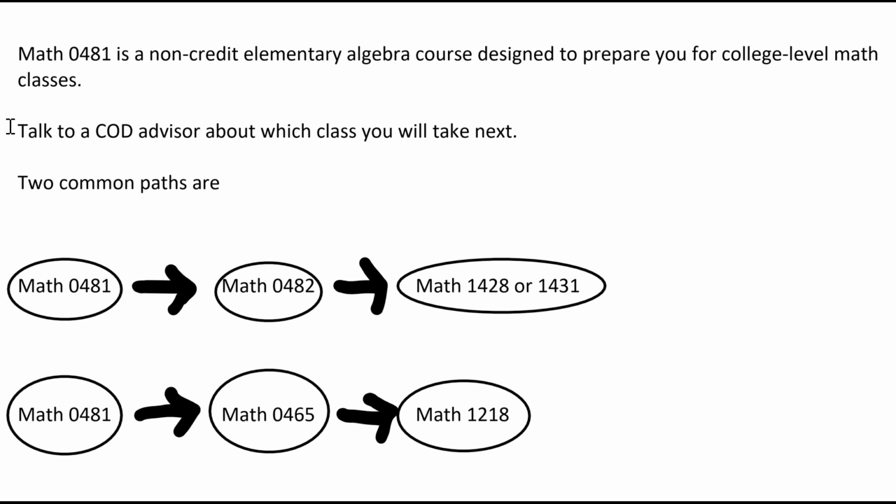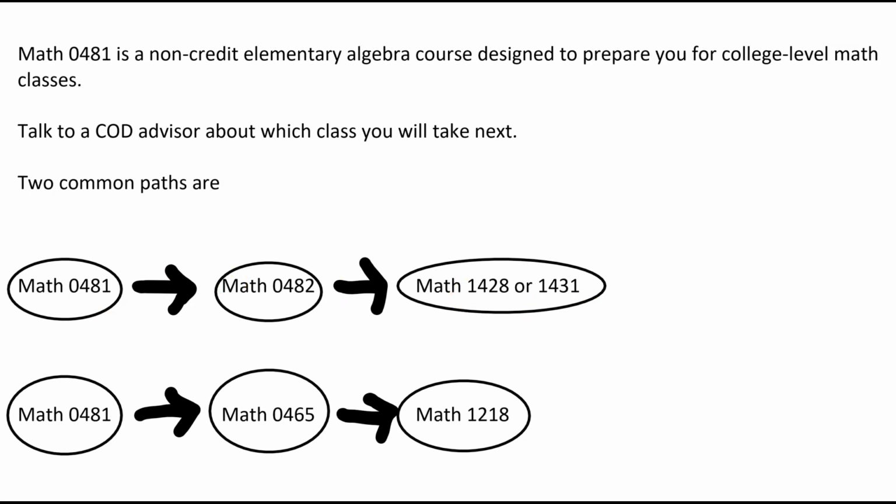If you haven't spoken to a COD advisor already, please do so just to make sure you're in the right class. And you'll also want to talk to them about which class you'll take next. There's a couple common paths. 0481 often leads to 0482. So 0481 is Foundations of College Math 1. 0482 is Foundations of College Math 2. You can also think of them as elementary algebra leading into intermediate algebra. And then those lead into college algebra or pre-calculus. So that's that first path there.